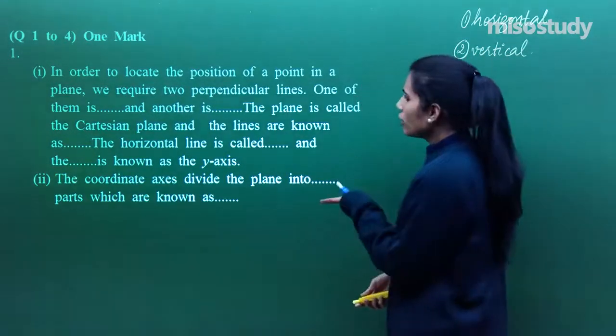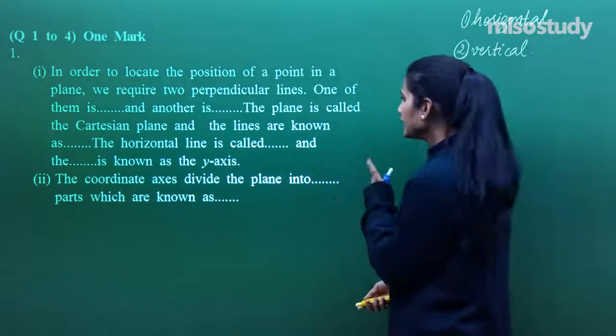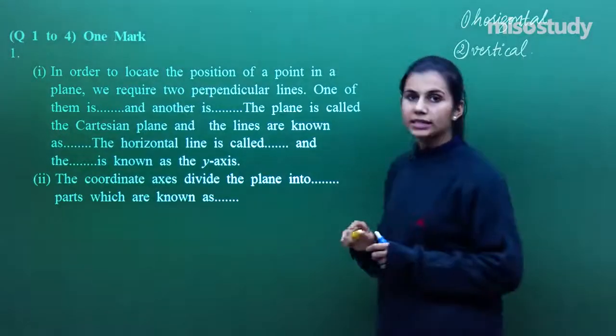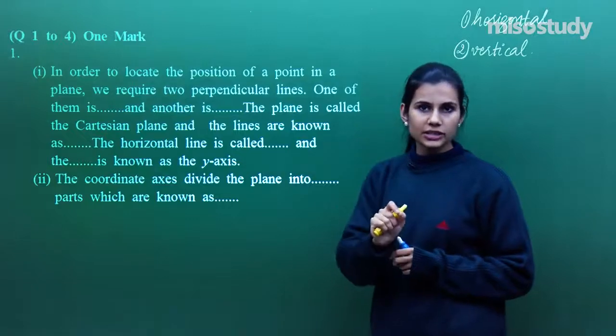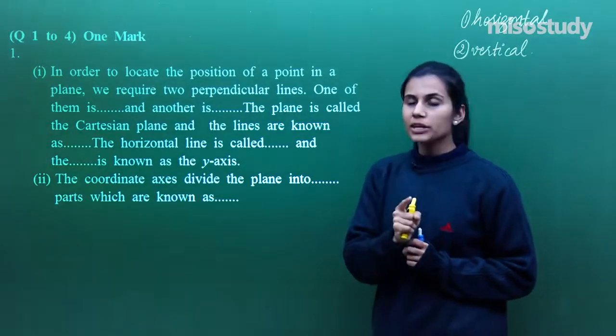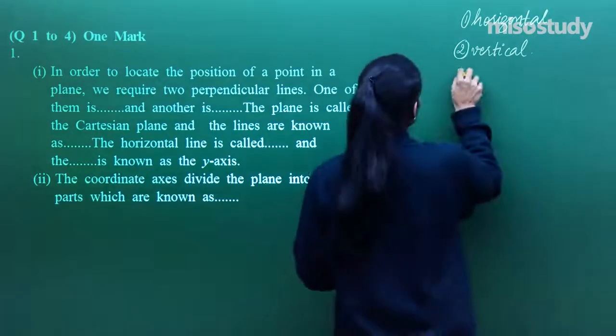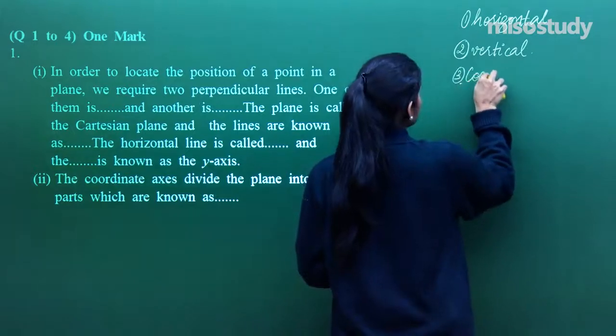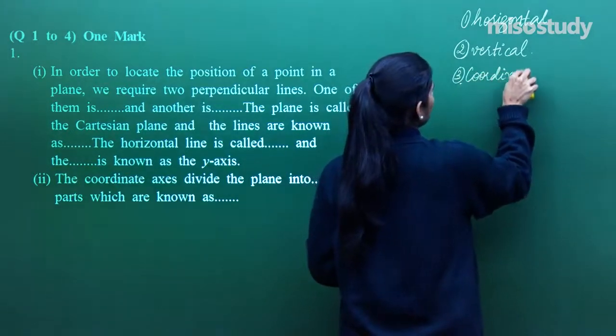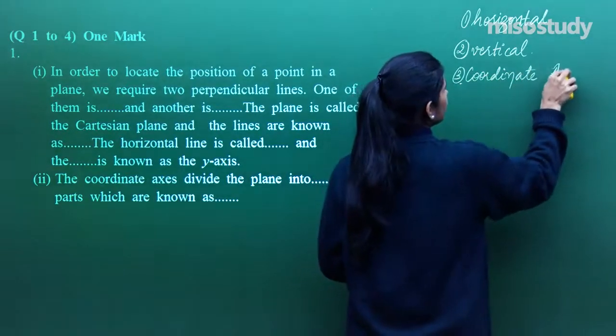The plane is called the Cartesian plane. Yes, and these horizontal and vertical lines meeting each other at 90 degrees, because they are mutually perpendicular to each other, are known as the coordinate axis.